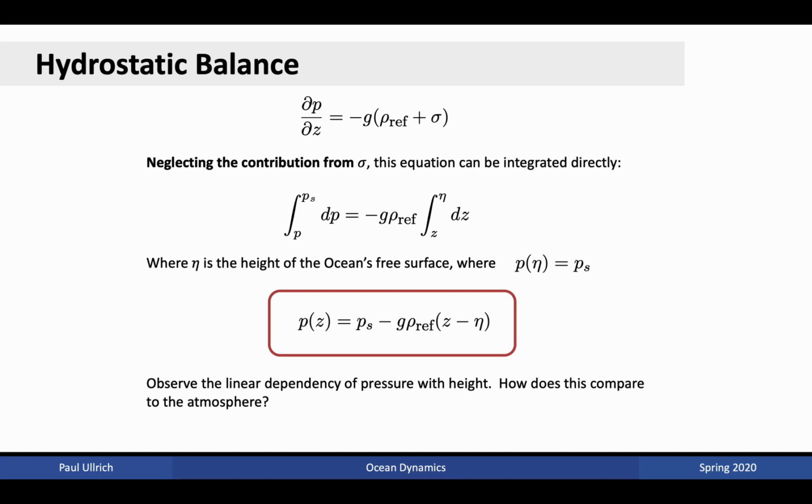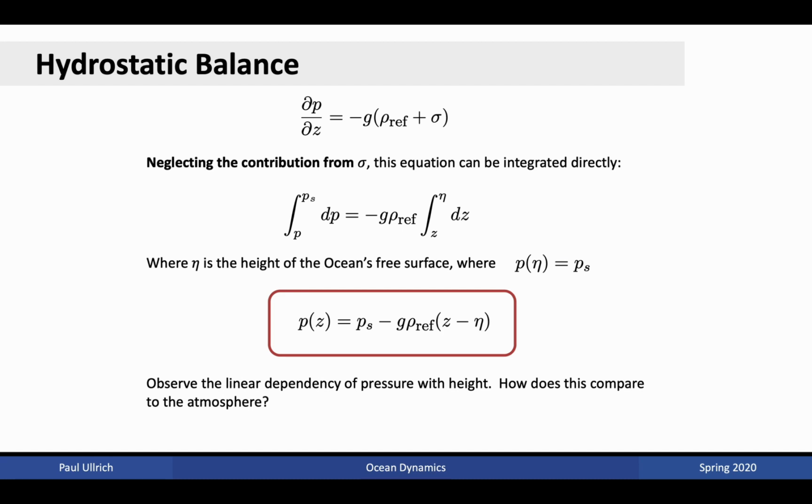Namely, the pressure as a function of depth is equal to the surface pressure minus g rho reference times (z minus eta), where eta here denotes the height of the free surface above the z equals 0 point. This height of the free surface does vary depending on position, and it does play a role in affecting the underlying pressure. Variations in sea surface height then can result in horizontal variations in pressure.